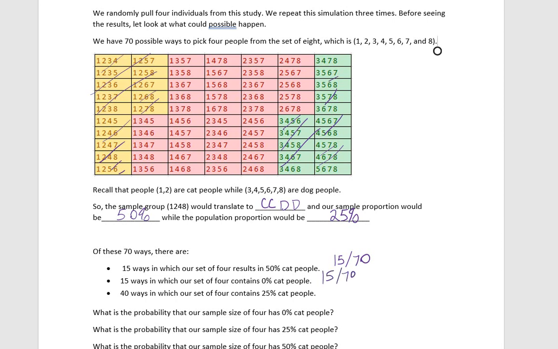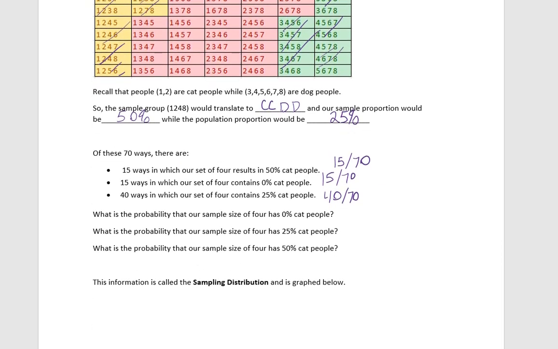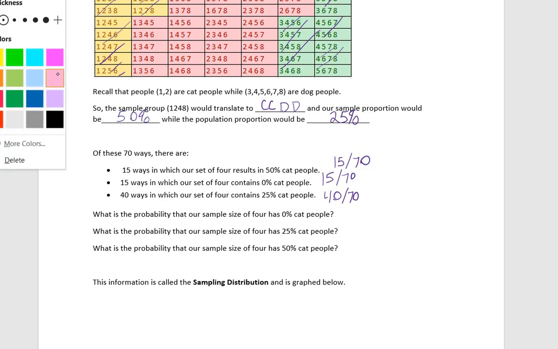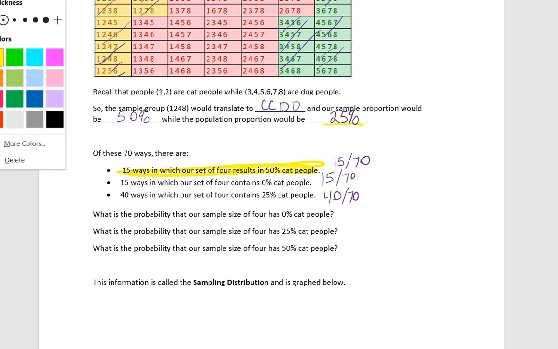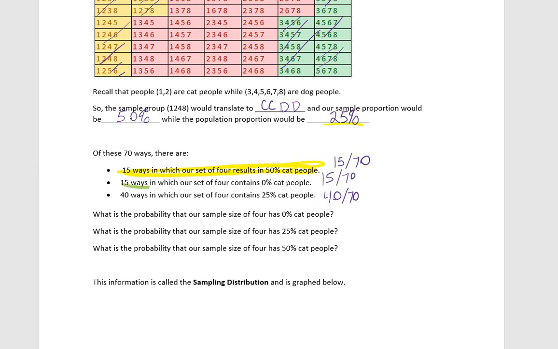And 40 in which our set of 4 contains 25% cat people, so 40 out of 70. Okay? So, here's the deal, we have 2 different ways where we can get what we refer to as kind of a bad sample, right? If we get this sample, that's not good, because that tells us, hey, did you know that 50% of people are cat people? Well, that's not true. 25% are cat people. Also, we could get this one that says, hey, did you know that nobody's a cat person? And that's not true either, because we have 25% again.